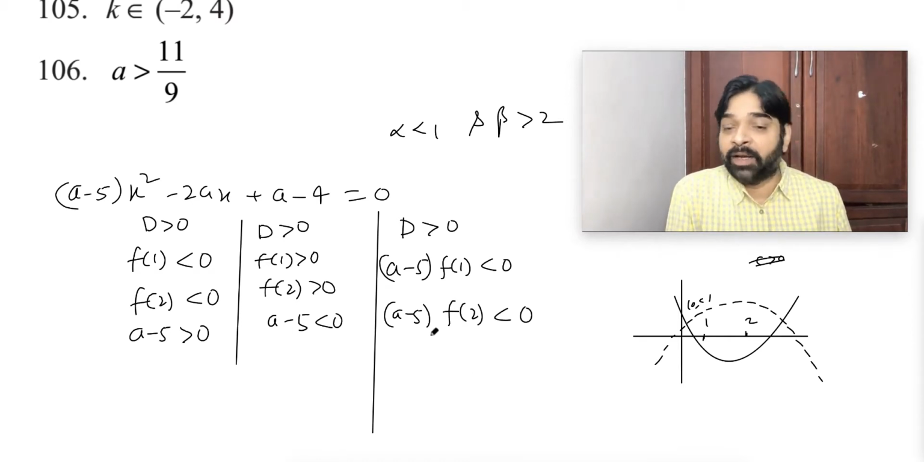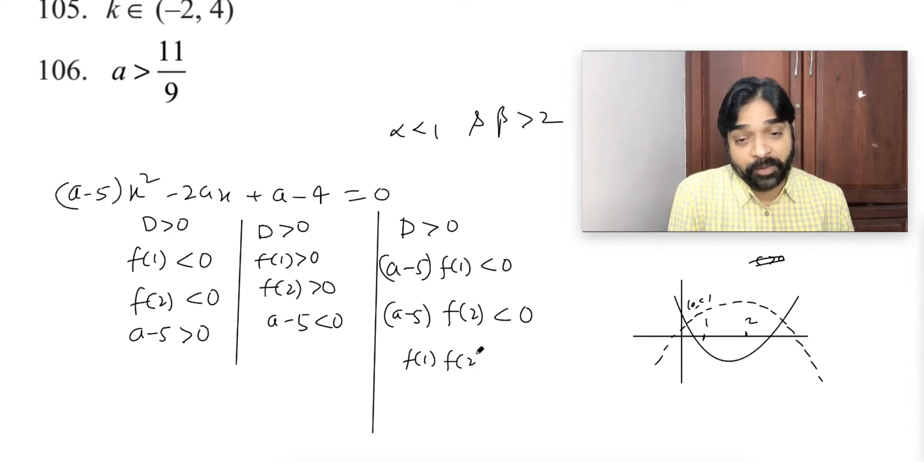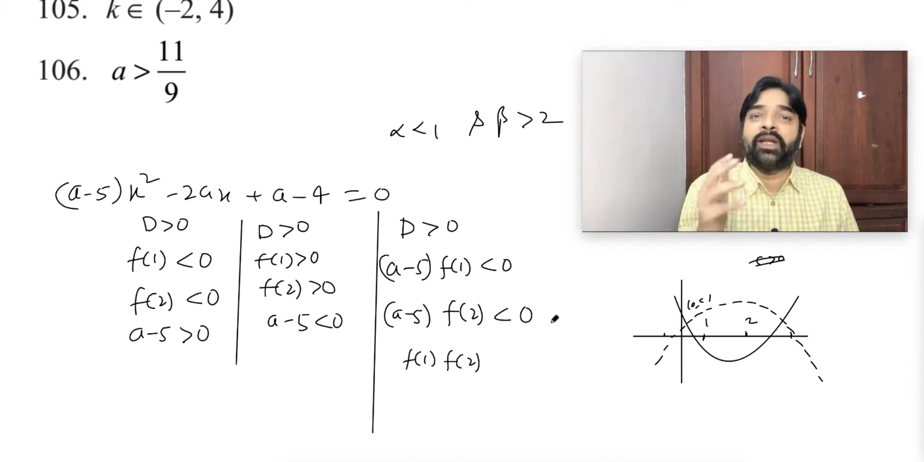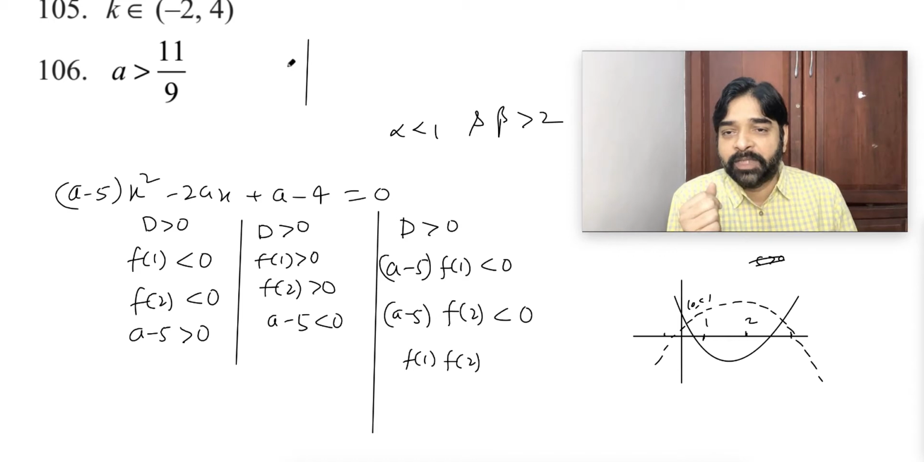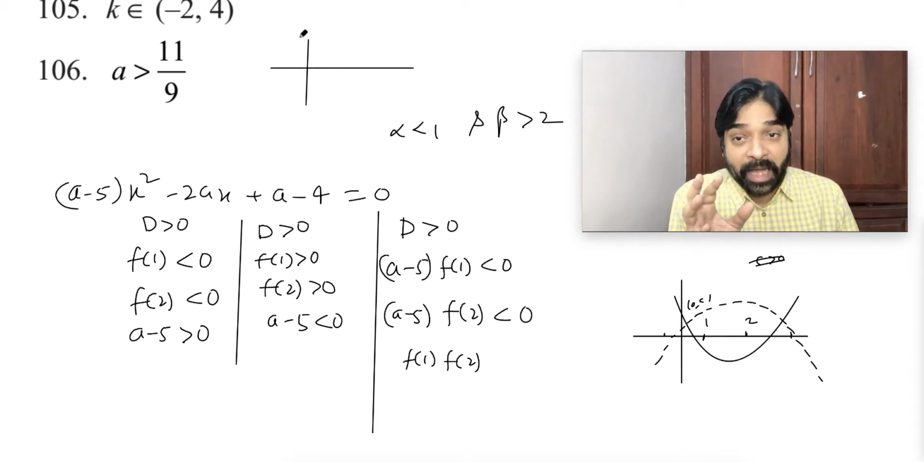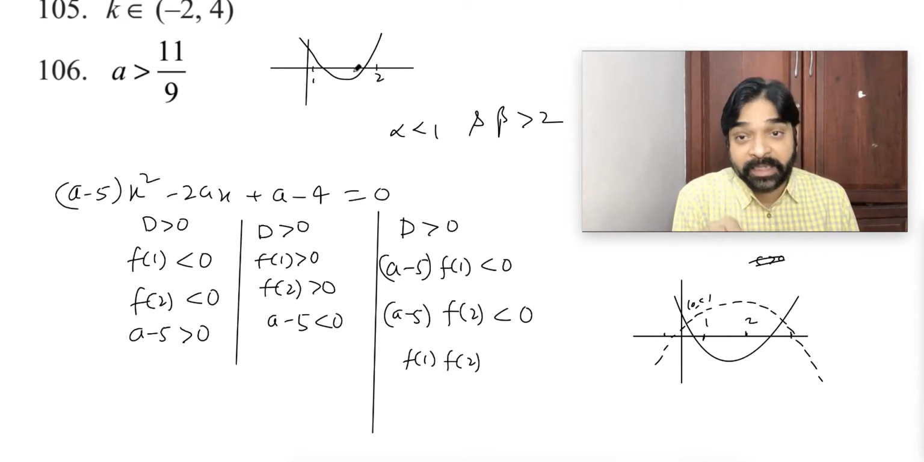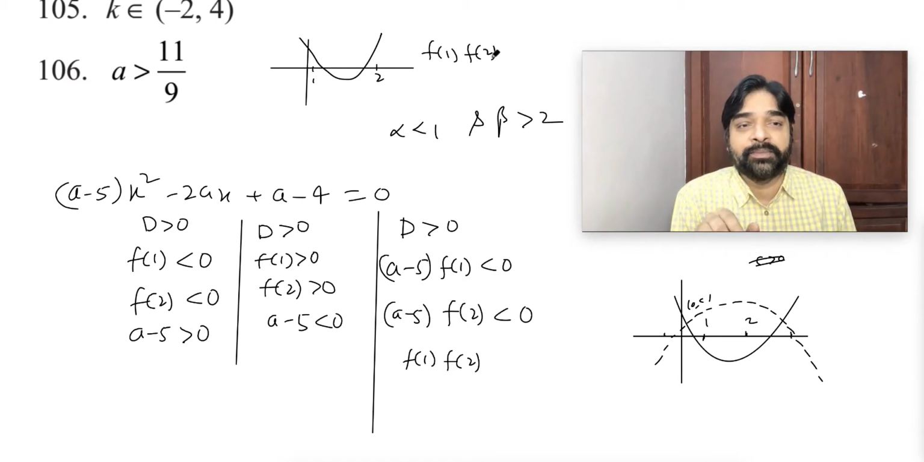You may wonder, why not, sir, you are writing f of 1 into f of 2, they should be same sign. No, because maybe 1 is here, maybe 2 is here. Then also f1 and f2 will be the same sign. Not able to understand my point? But actually you cannot say that f1 and f2 must be the same sign, because f1 and f2 same sign does not guarantee that 1 and 2 will lie between the roots. Maybe 1 is here, maybe 2 is here. See, this case I don't want, but this case satisfies f1 into f2 greater than 0.